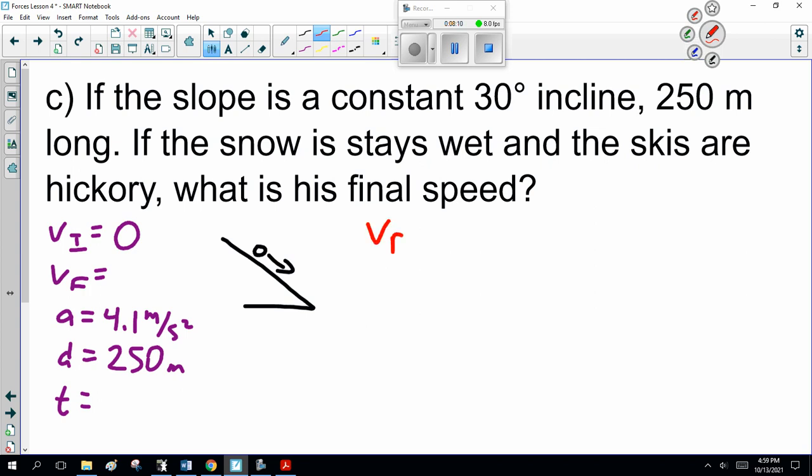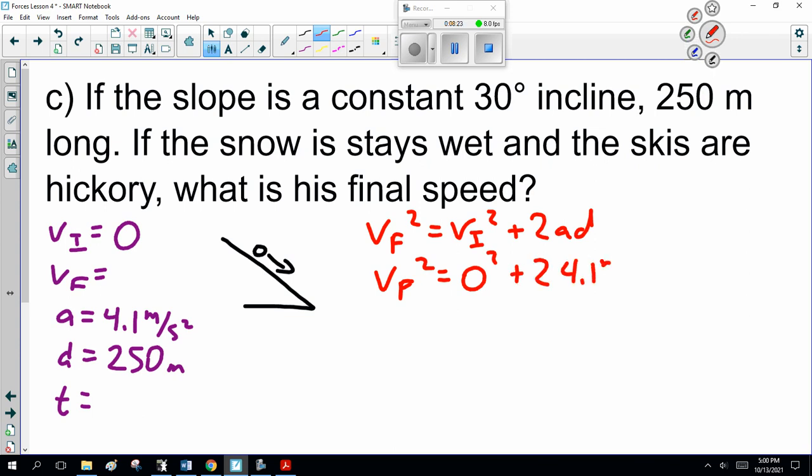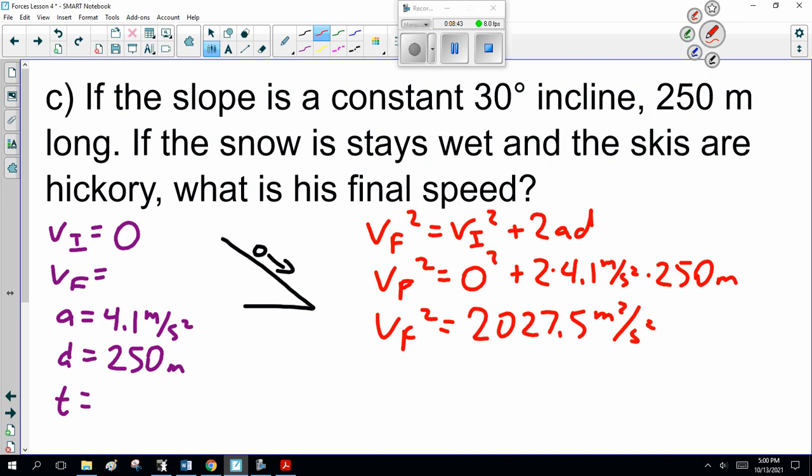So we use the formula, velocity final squared equals velocity initial squared plus 2AD. Final squared equals 0 plus 2 times 4.1 meters per second squared times 250 meters. So, double check my math. 2027. The square root of that, 45 meters a second. Holy crapola. That, well, times 3.6, he's doing over 150 kilometers an hour. He really better not hit anything.